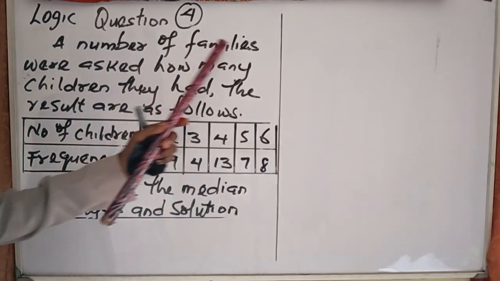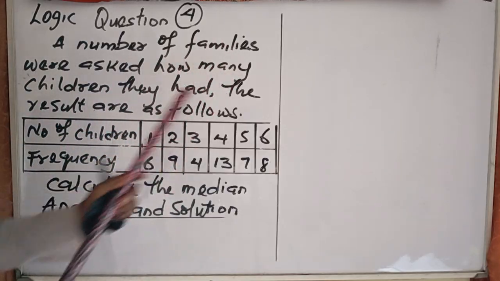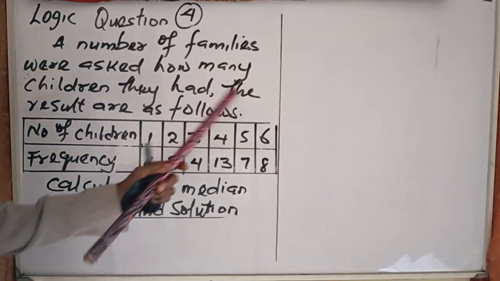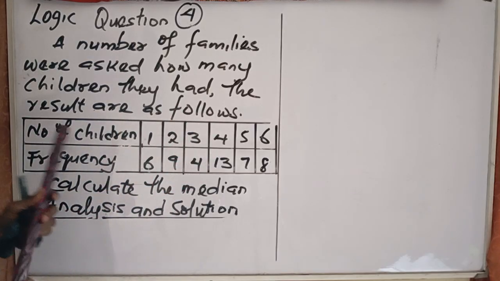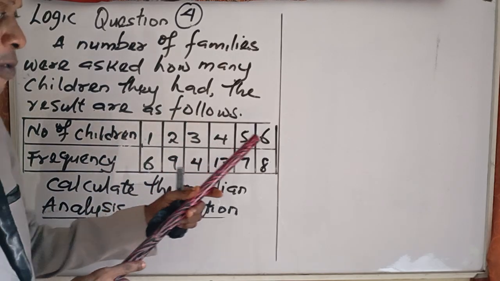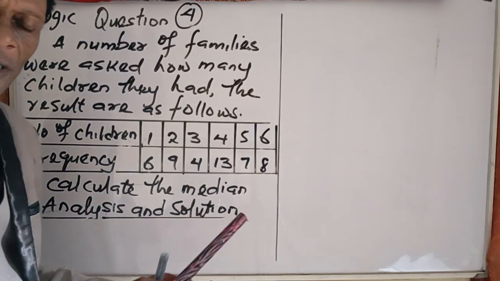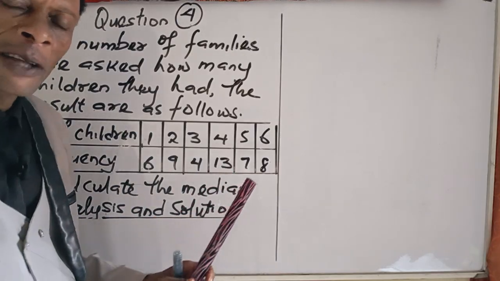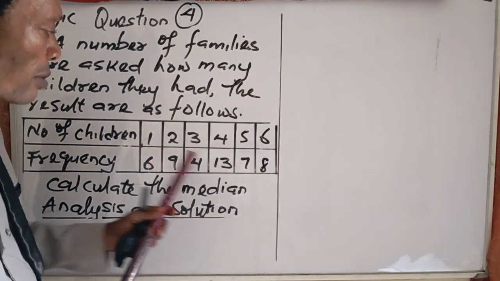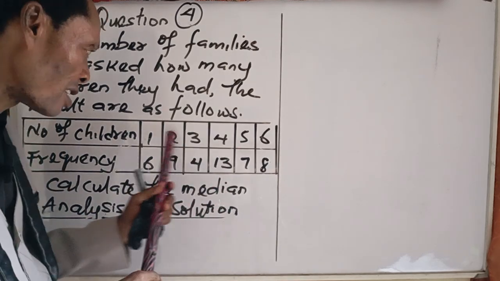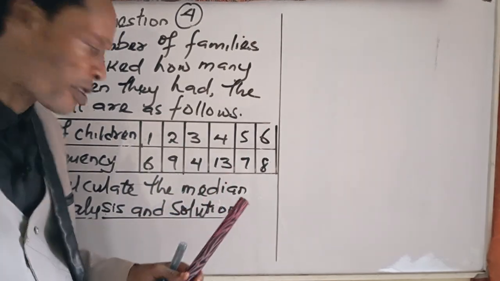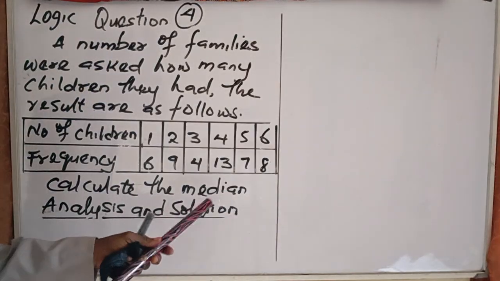So let's consider the next interesting logic question, logic question 4. A number of families were asked how many children they had, and the result is as follows. This is the table. Number of children: 1, 2, 3, 4, 5, 6, and this is their frequency. Frequency simply means the number of times each of these values appears. We are asked to calculate the median.